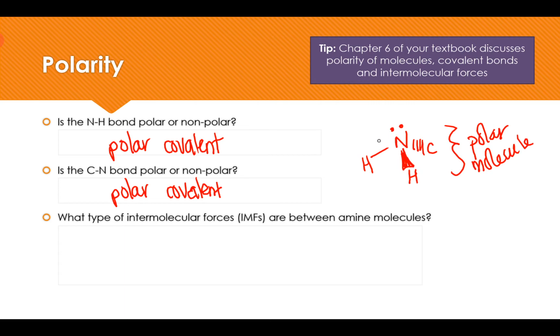This is an asymmetrical geometry. And so this lone pair of electrons up here is more negatively charged. That delta here means partially negative. And then the other side, where the hydrogens are, is partially positive. So we have an asymmetrical arrangement of electrons. So it is a polar molecule overall.